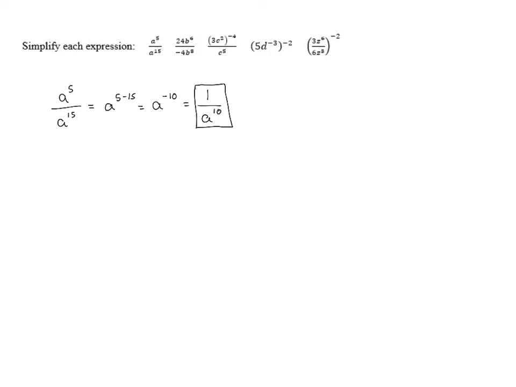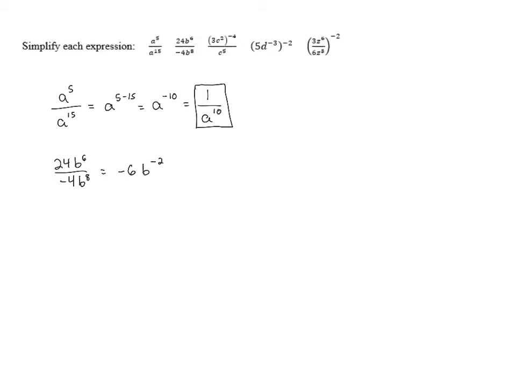All right. Let's look at the next one, 24b to the 6th over negative 4b to the 8th. First, we'll look at the coefficients. 24 can be divided by negative 4. That gives us negative 6. And then if we look at the b's, we can subtract the exponents. And 6 minus 8 gives us negative 2. So we get negative 6b to the negative 2nd power.